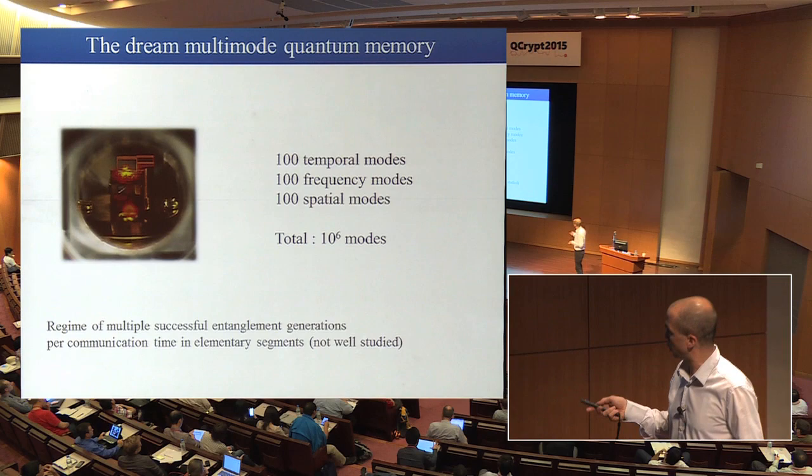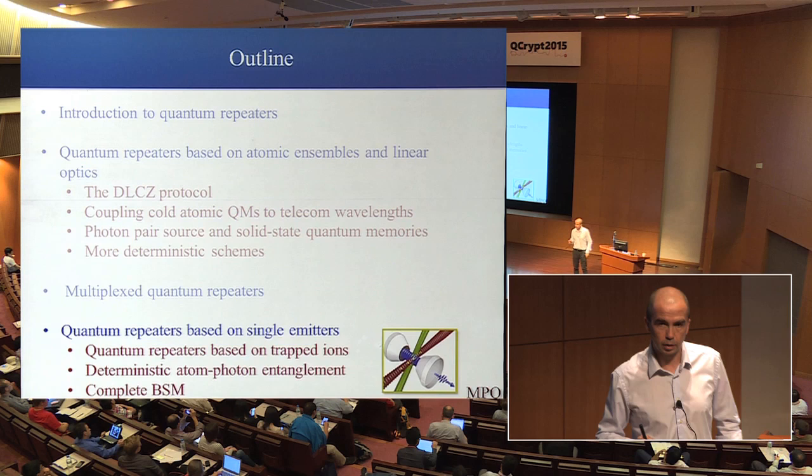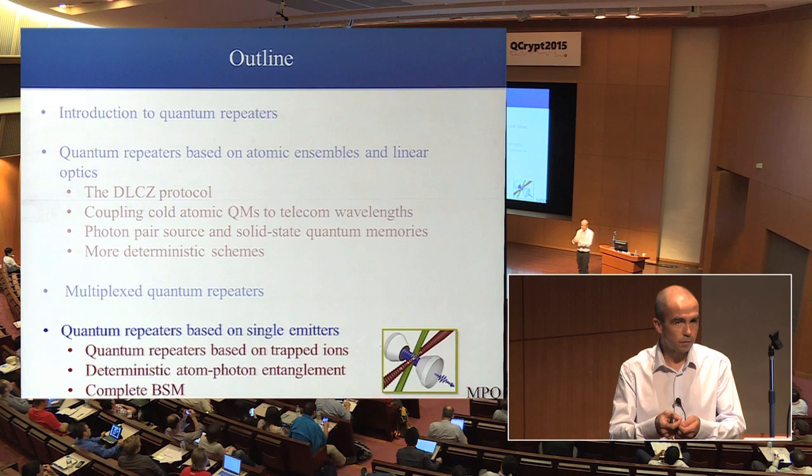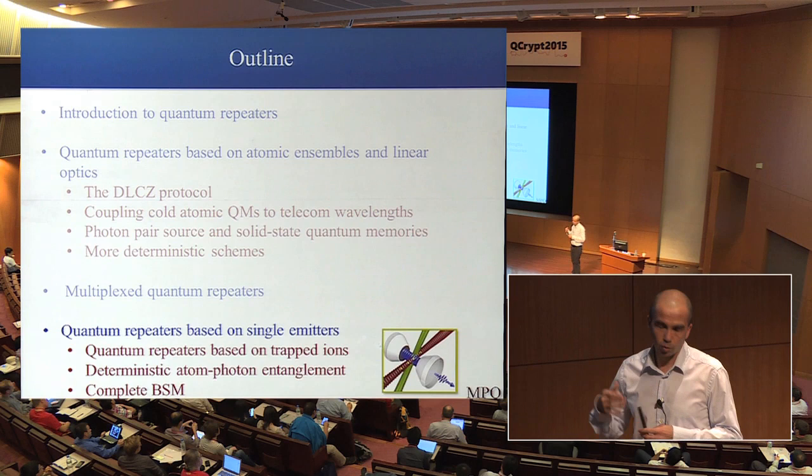Okay, in the next few minutes, I will just address the last problem that I haven't spoken about so far, which is the fact that if you use linear optics for the Bell state measurement, the Bell state measurement will not be complete, it will be probabilistic, with an efficiency of at most 1/2.